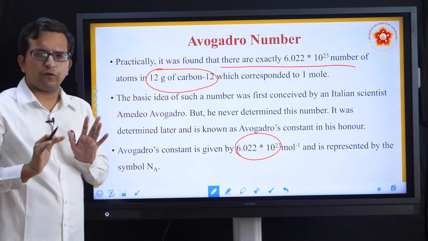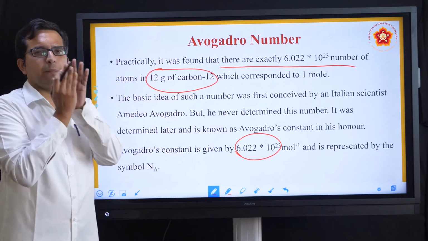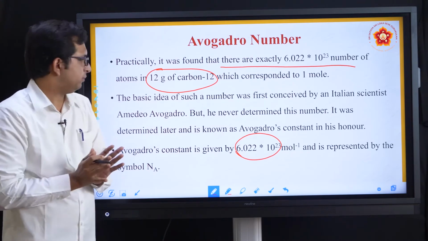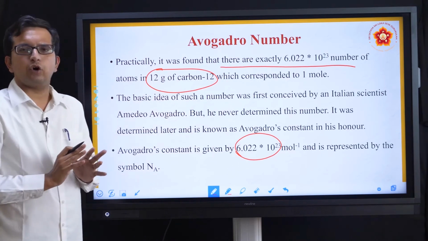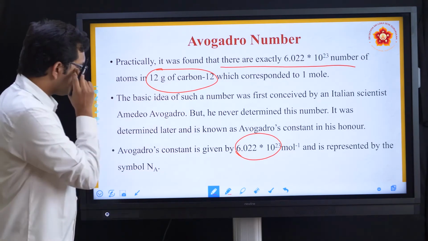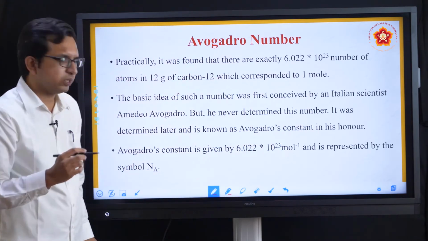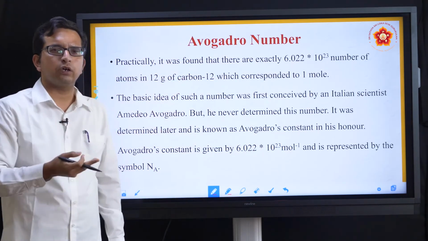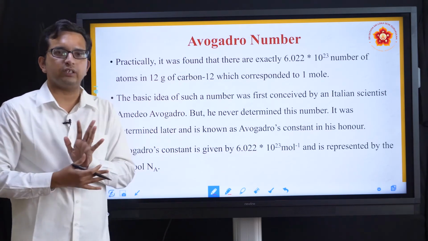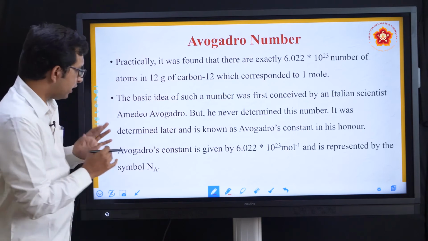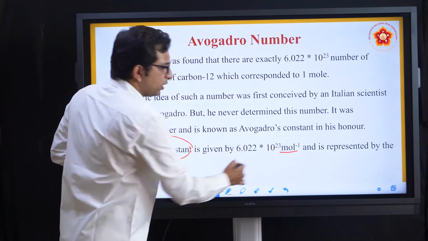This is the first thing that they found out. That is why carbon is kept as the basic element for study, and then with respect to that, various other compounds were studied. Now this Avogadro's constant is given by 6.022 × 10^23 per mole. Per mole means for 1 mole, it is 6.022 × 10^23. So please remember that whenever we consider Avogadro constant, we use this unit per mole.